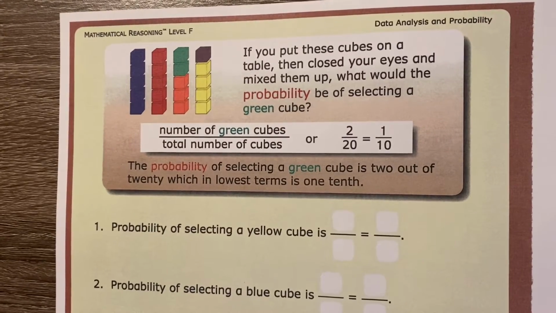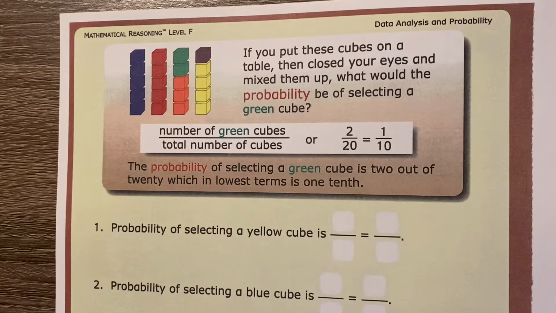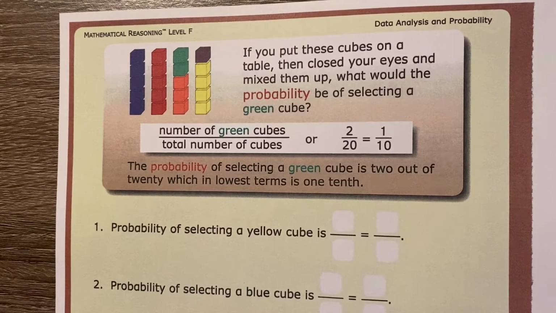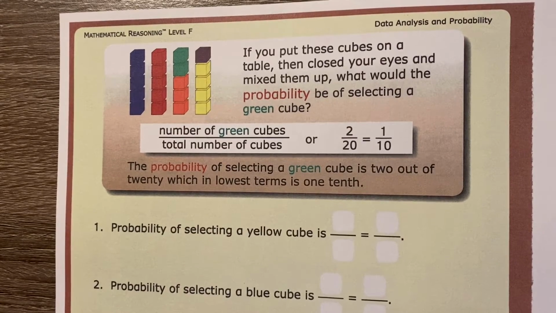So for this assignment, we're going to talk about probability. And probability just means what are the chances that something is going to happen? Like, what is the likelihood that something is going to happen? So at the top up here, it says, if you put these cubes on a table, then close your eyes and mix them up, what would the probability be of selecting a green cube?